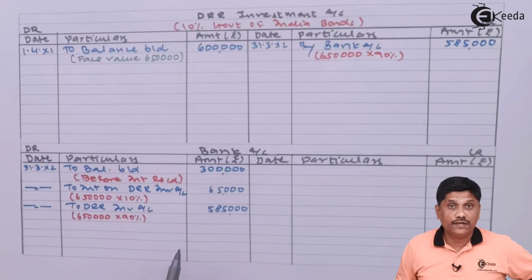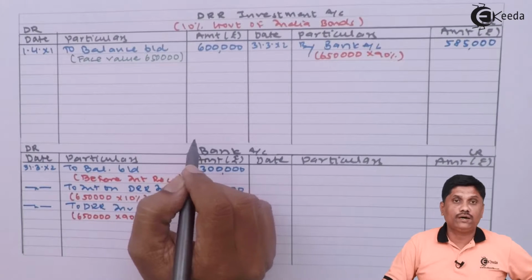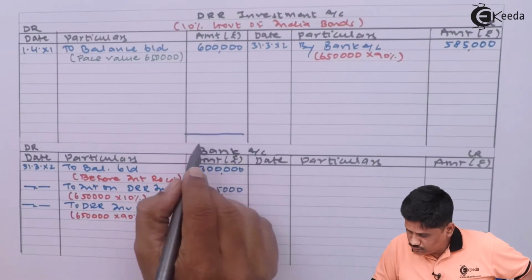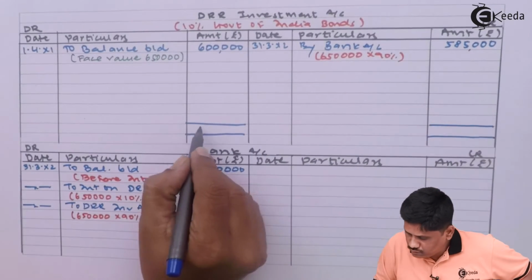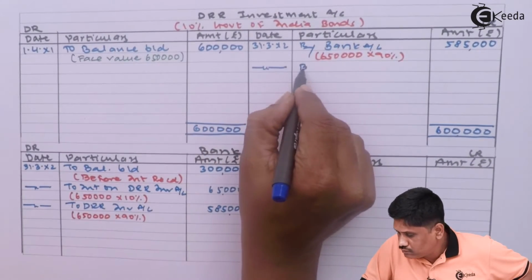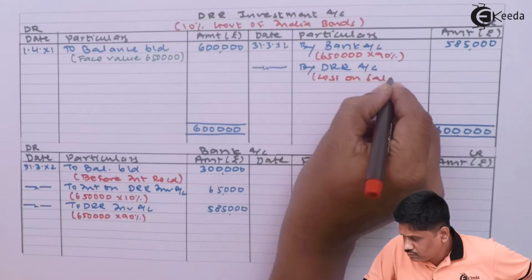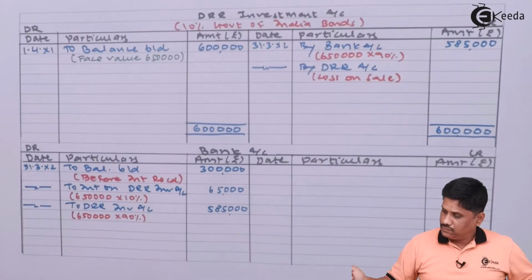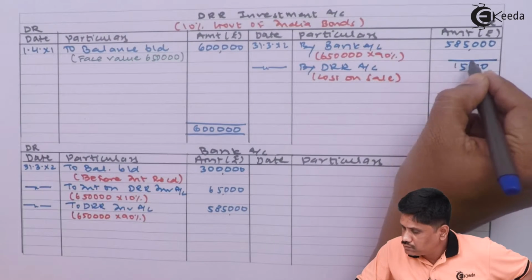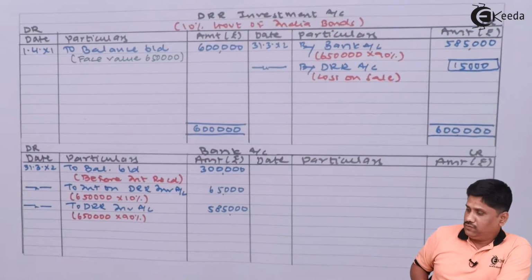इसका जो भी प्रॉफिट लॉस है ये हम लोग कौन से अकाउंट में एडजस्ट करेंगे? डीआरआर अकाउंट में. तो इन्वेस्टमेंट आप जब बेचोगे तो उसका प्रॉफिट लॉस हम लोग डीआरआर अकाउंट में ट्रांसफर कर रहे हैं. लॉस ऑन सेल. DRR account is debited with rupees 15,000 for loss on sale.